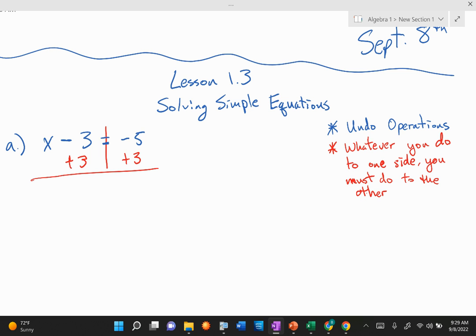Why are we adding 3? Because we're trying to cancel anything out that is with the x. Because this x was being subtracted by 3 right here, we're going to add 3 to that side. Do we have anything to combine the x with? Now we're doing this vertical combination right here. We don't have anything to combine the x with, so we're going to bring it down. What happens with the 3's? Yeah, they cancel each other out.